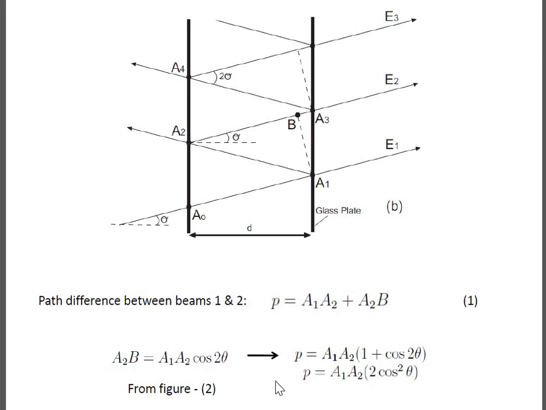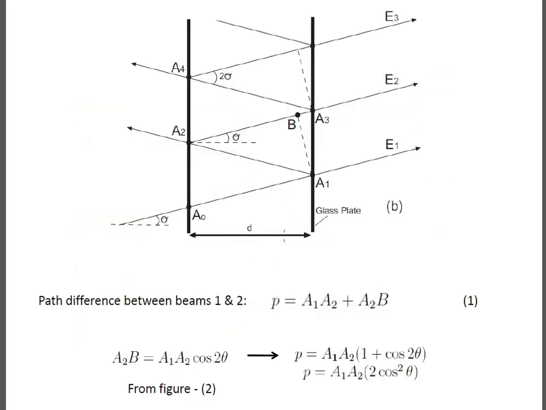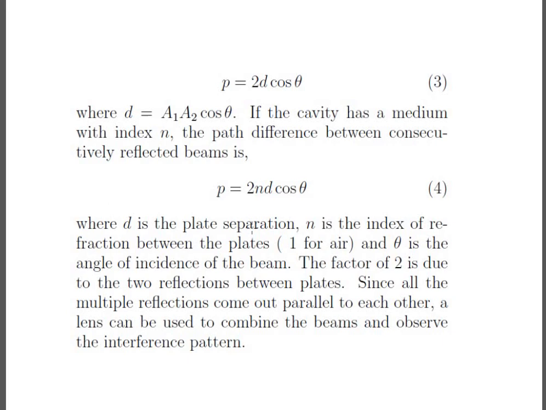Now this is equation 1, this is equation 2. Next, I can write the path difference P as 2d cos theta, where d is basically A1A2 cos theta. You see, this is the d and this is A1A2 into cos theta. So I am talking in terms of the distance between the two mirrors or plates, reflecting plates or semi-silvered mirror.